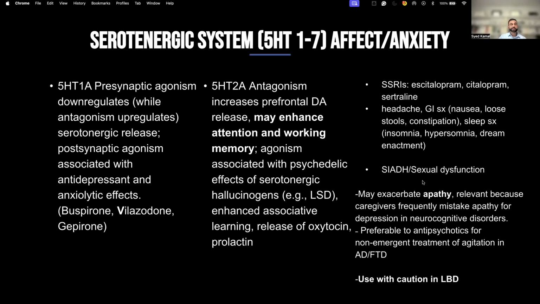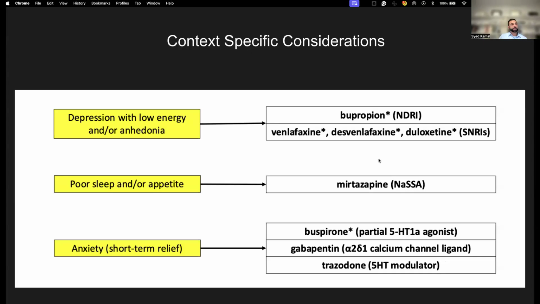The one caveat is in rare cases, it can exacerbate apathy, so that diminished motivation. So make sure you screen for this at follow-ups. And then, like we talked about, it's preferable to antipsychotics for non-emergent treatment of agitation. But in this, you want to be cautious in Lewy body dementia. So, like we talked about caution with donepezil and FTD, we want to be careful in Lewy body dementia with the SSRIs.